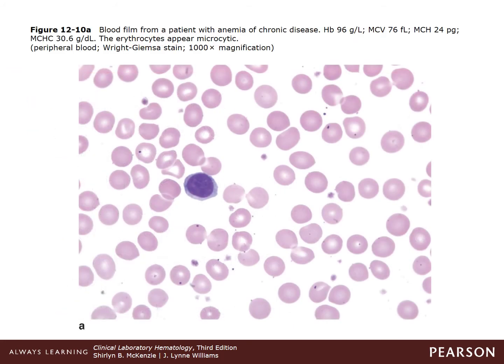Here is a blood film from a patient with anemia of chronic disease, where you see a low hemoglobin count and the MCV is just slightly under the normal reference range. And by tailing, you can still see some microcytes in this picture compared to the small lymphocyte that's present.